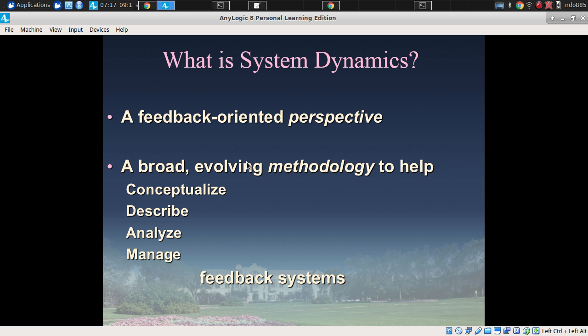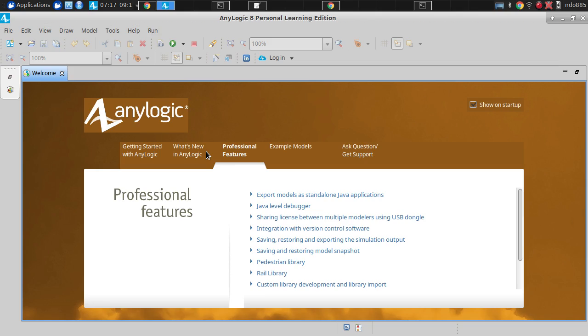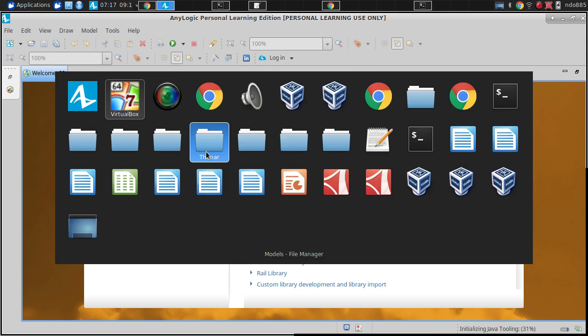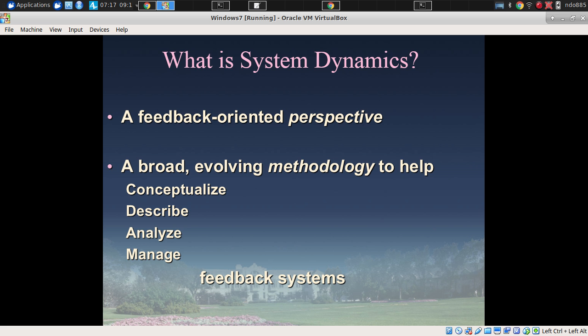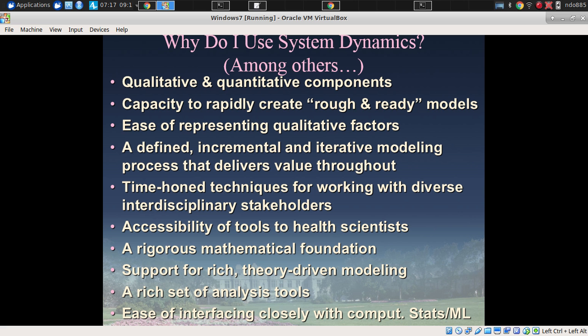So system dynamics is a broad methodology. It's one that has been around since the late 1950s, and continues to evolve in terms of some of the details.